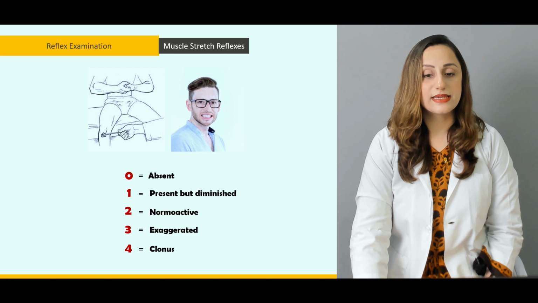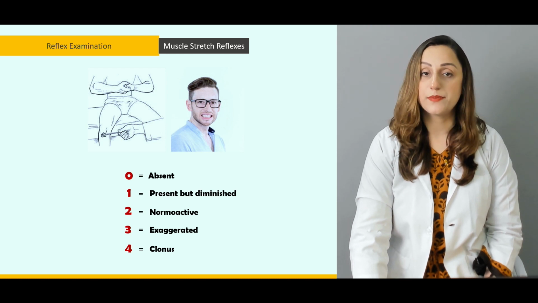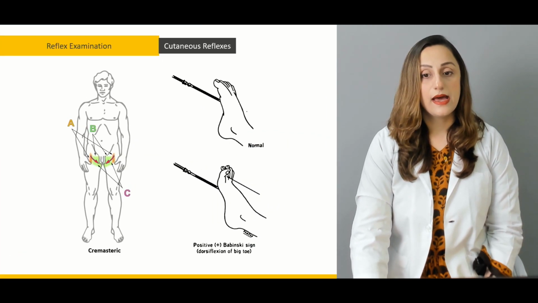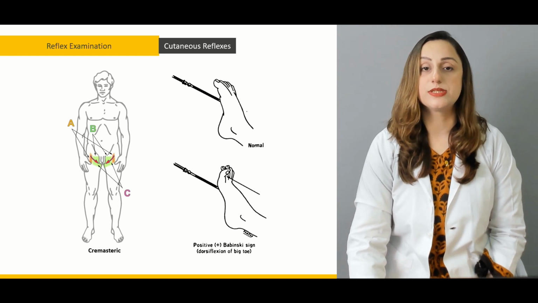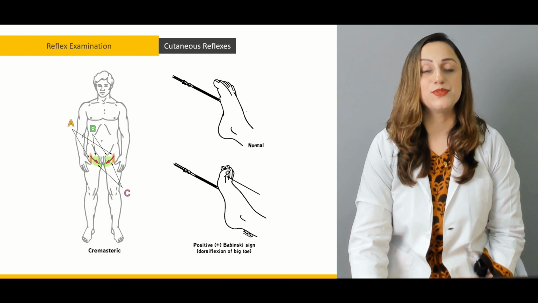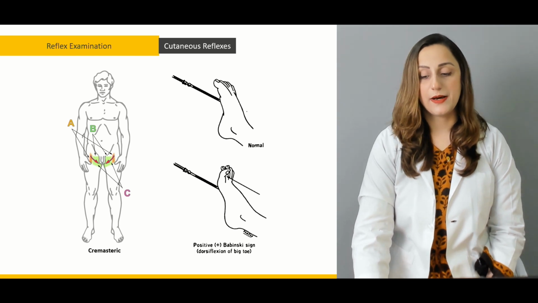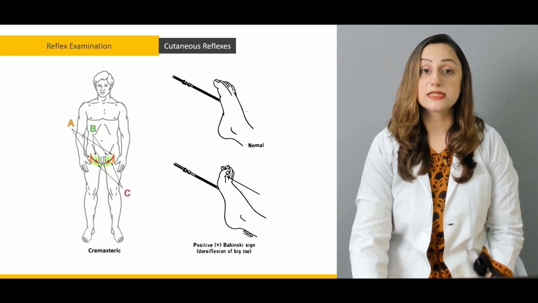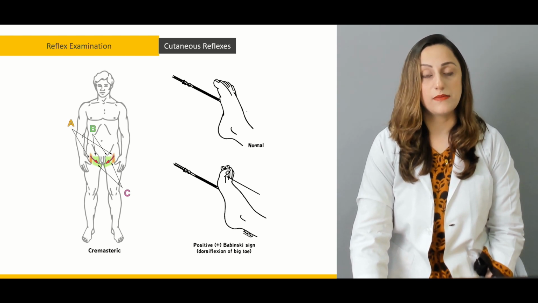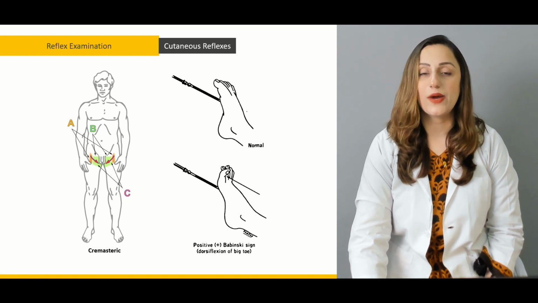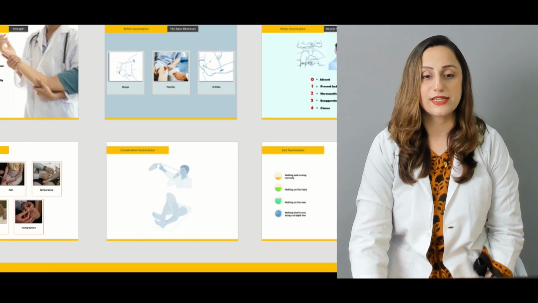Moreover, we'd be discussing the grading system regarding the reflex examination, ranging from 0 to 4, with a patient in clonus. The cutaneous reflexes are demonstrated as well, which include the cremasteric reflexes, the abdominal reflexes, as well as the positive Babinski sign. How we relate this sign with upper motor neuron lesions is very important, and that would be discussed briefly in this particular lecture.